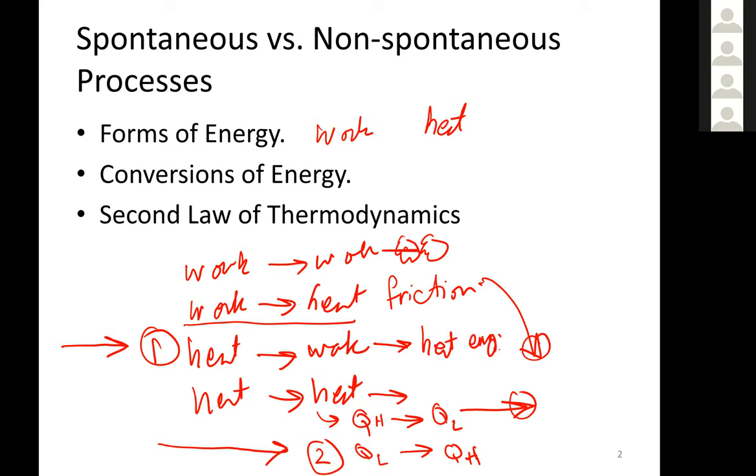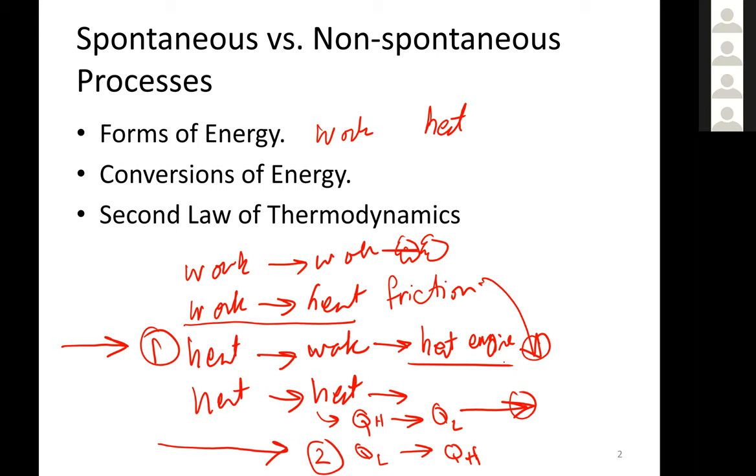And for instance, we have the car engine. A car engine is basically a heat engine, and its purpose is to reverse the spontaneous process. That means I need to convert heat into work. So I need to burn some fuel to get some motion, to get basically some rotation.